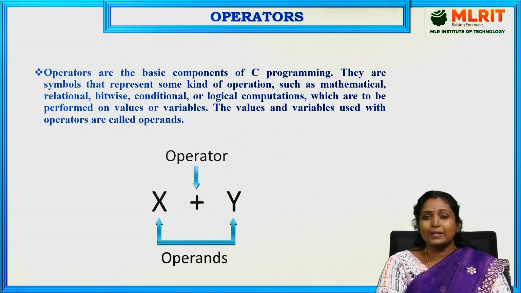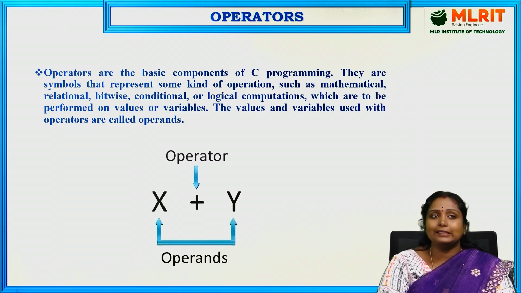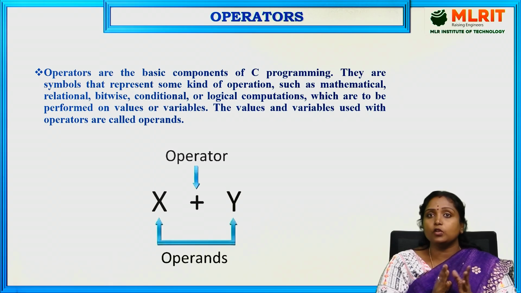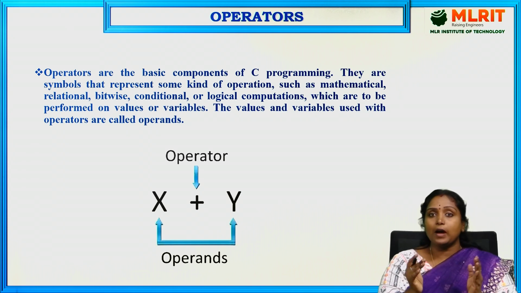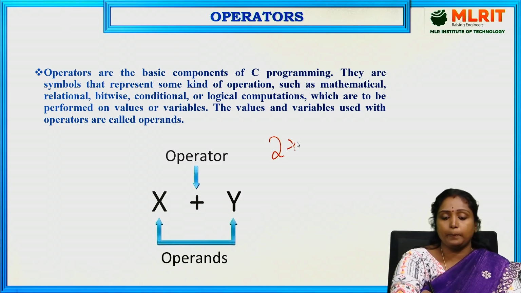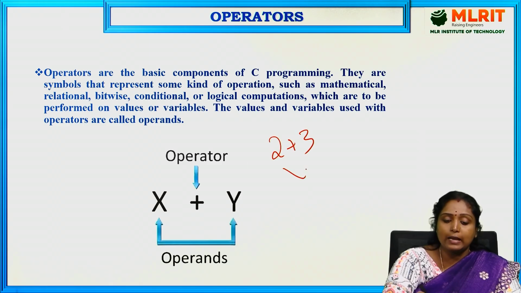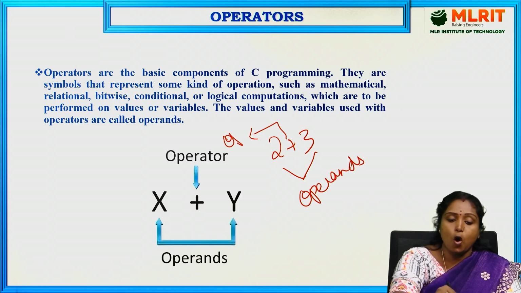Operators are said to be the basic components of C programming. They are nothing but the symbols that represent some kind of operations, such as mathematical, relational, bitwise, conditional, or some logical operations that could be associated with the values of variables. The values and variables used with operators are called operands. So if I want to add two values, 2 plus 3, 2 and 3 are called operands, whereas plus is called the operator.